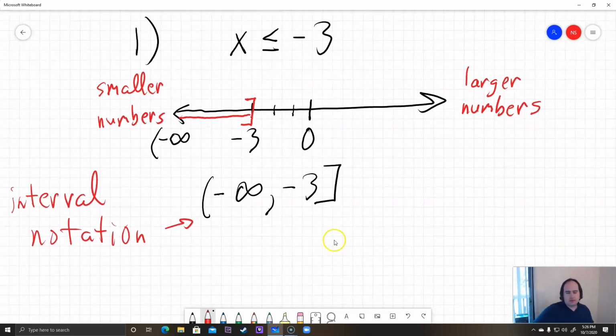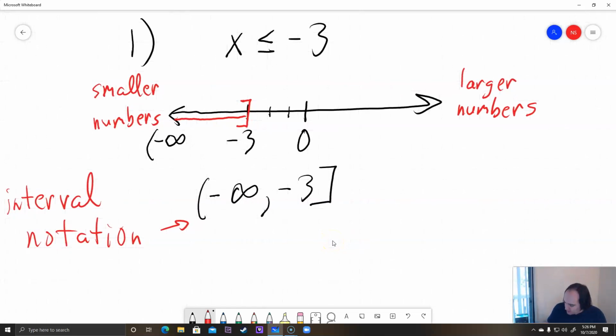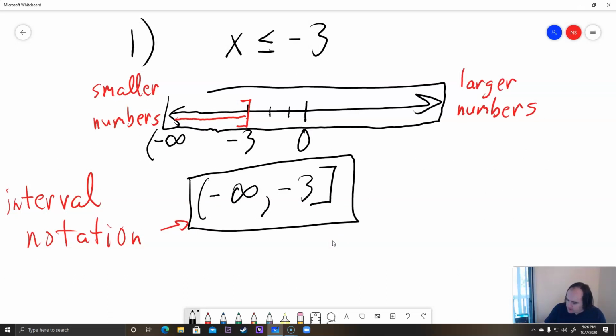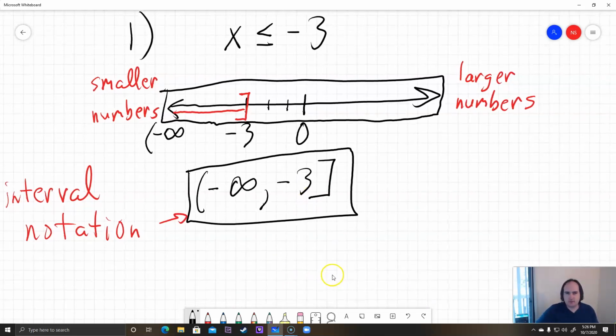Okay? And so that's what we're going to box. So that's the interval notation right here. And then up here we have our graph. Those are the two things that you're going to have to enter into MyMathLab. It takes a while to explain, but once you get used to all the notation and everything, these are pretty easy.